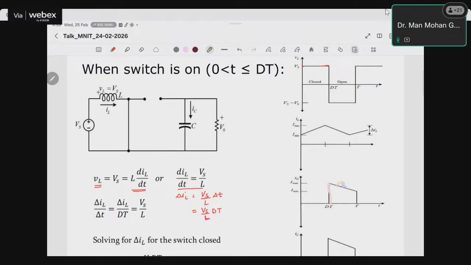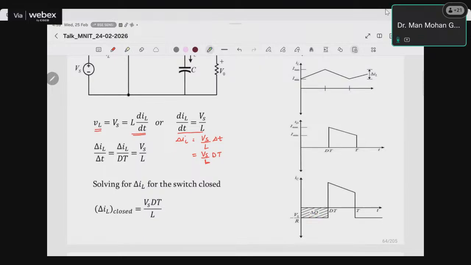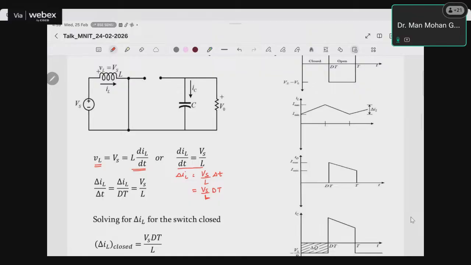And current through the diode is the same as the inductor current when the switch is off, right? Similarly, if I talk about the capacitor current, then from here ΔIL comes out to be Vs upon L into dt, right? And during this period, IC is nothing but minus I node, which is minus V node upon R.